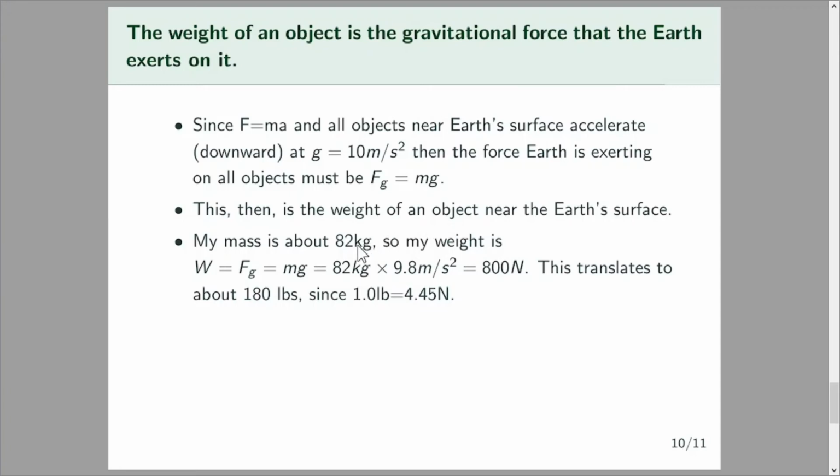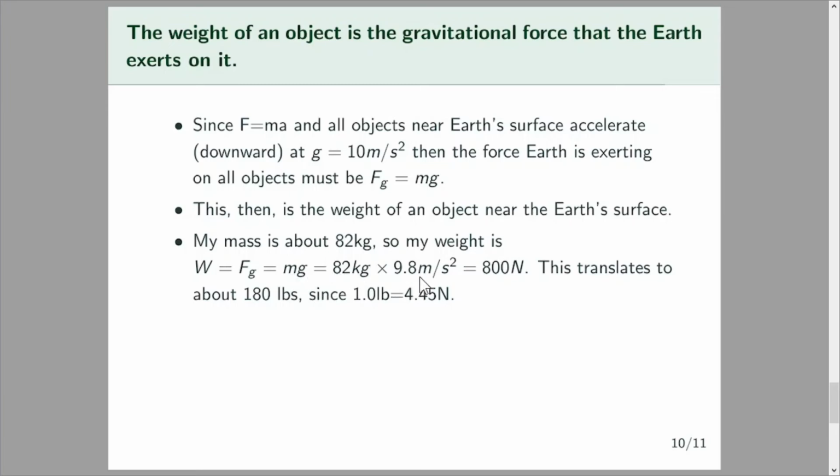My mass is about 82 kilograms. I said 80, but 82 is fine. So my weight is just the force of gravity. It's just mass times gravity, 82 times 9.8 meters per second squared if I want to be precise instead of using 10. And I get about 800 newtons. This translates into about 180 pounds, since 1 pound is 4.45 newtons. And so the weight of any object is equal to the mass of that object times gravity.